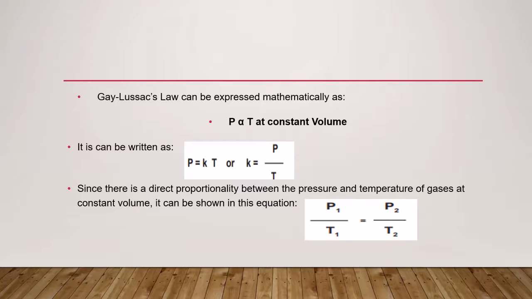Gay-Lussac's law can be expressed mathematically as P ∝ T at constant volume. It can be written as P = kT, or k = P/T. Since there is a direct proportionality between the pressure and temperature of gases at constant volume, it can be shown in this equation: P1/T1 = P2/T2.